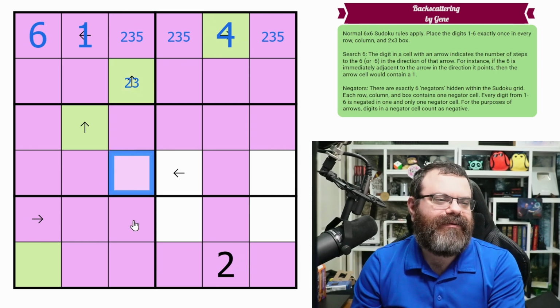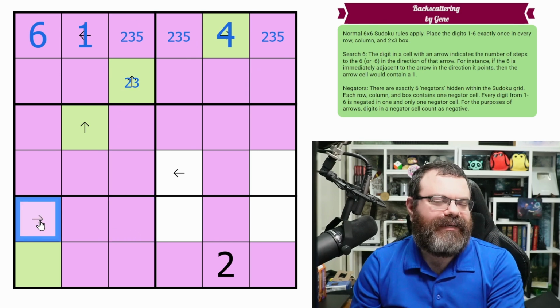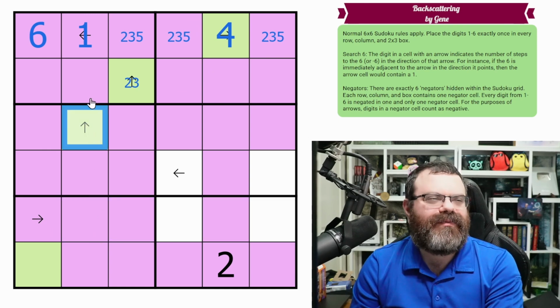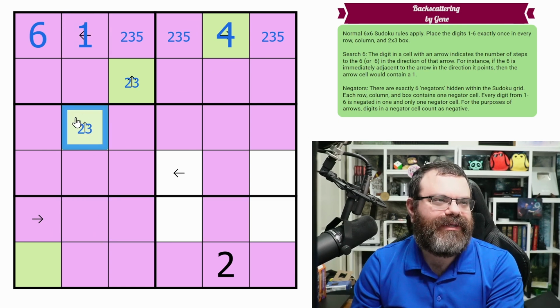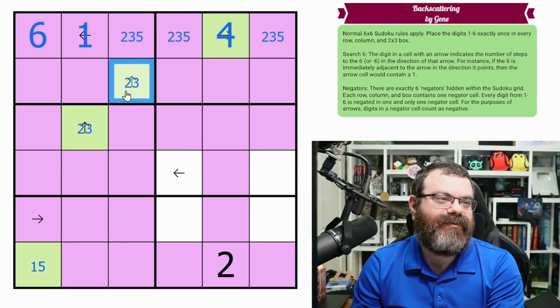So it's either here or here. The 6 is in one of these two. How about this guy here? I mean, I'm not seeing a restriction yet. Oh, how about this one? This is not a 1, so this is only 2, 3. That makes a 2, 3 pair in our negators. So this, let's actually write that this is only 1, 5, because 2, 3, and 4 are used.